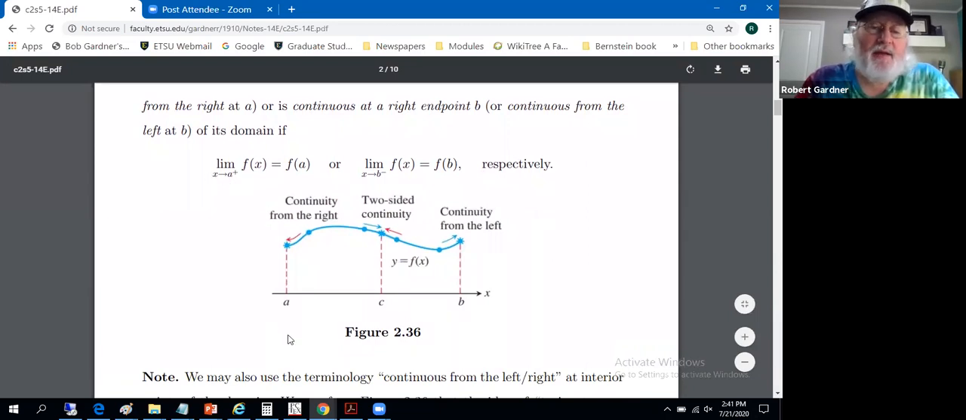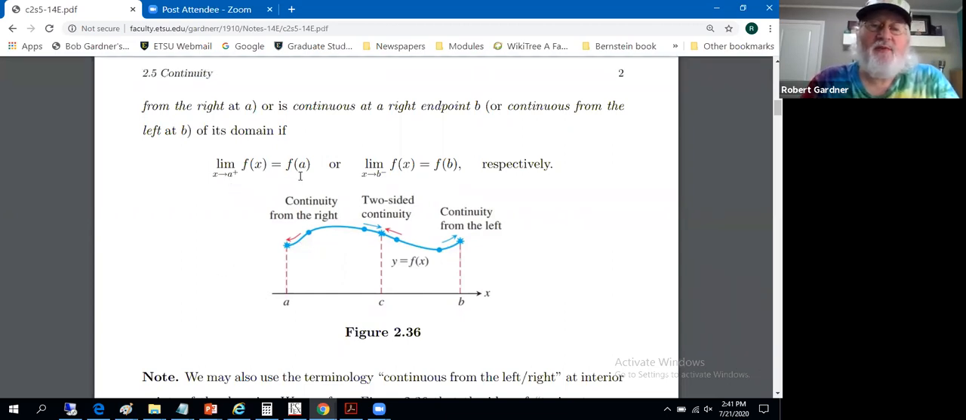So a, here's a picture. a is a left-hand endpoint of the domain. So when we graph the function, it, say, starts here and it ends over here. Here we'll require the limit as x approaches a from the positive side of f of x equals f of a. Here we're requiring the limit as x approaches b from the negative side of f of x equals f of b. And we get pictures that look like this.